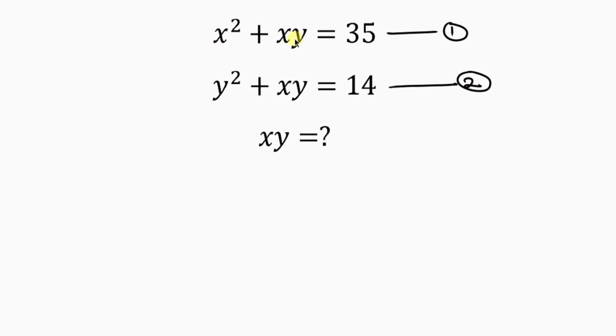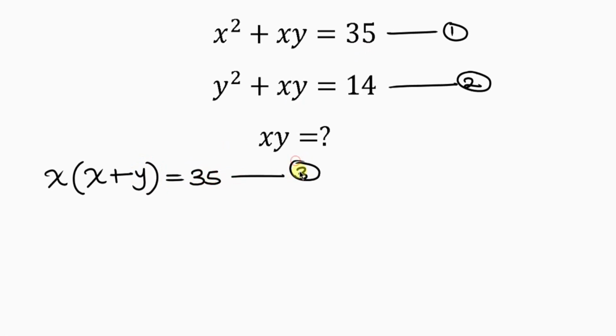From equation 1, we see that x is common, so we can factor out x, open brackets, x squared divided by x is x, plus xy divided by x is y. And this is equal to 35. We can call this equation 3.